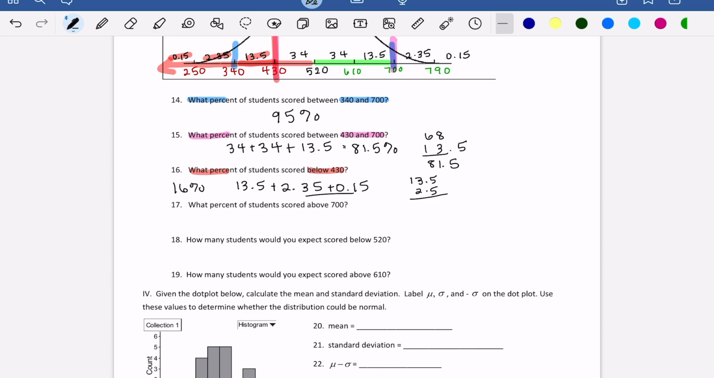This next question says what percent of students scored above 700? So above 700 would be everything this way. So that would be 2.35 and 0.15. When I add those together, that gives me 2.5%.